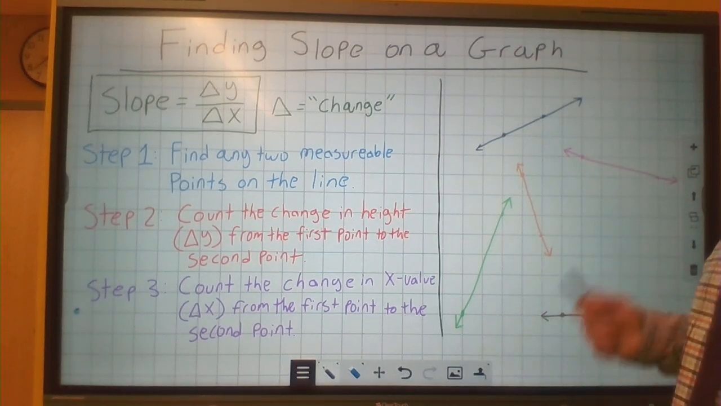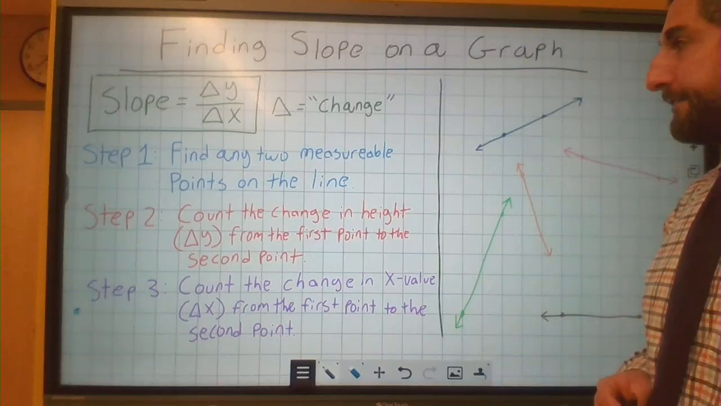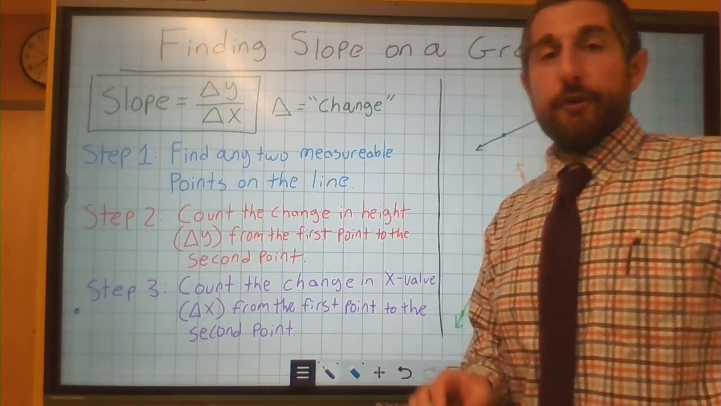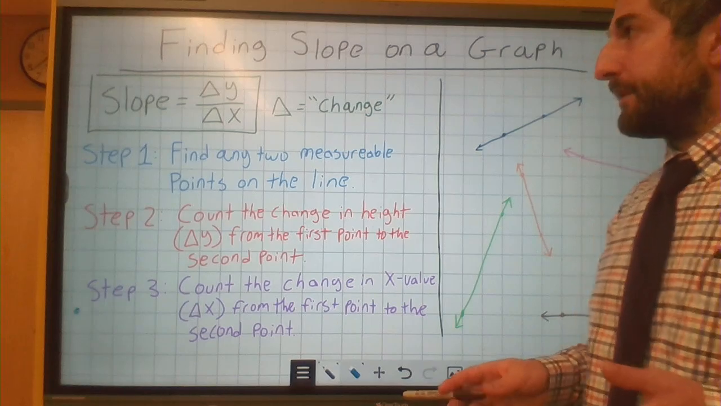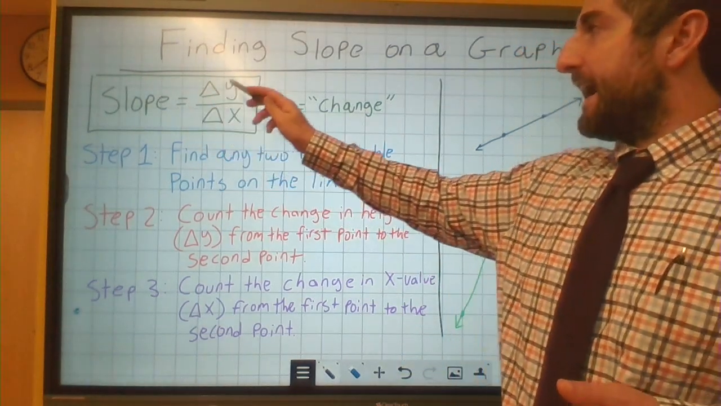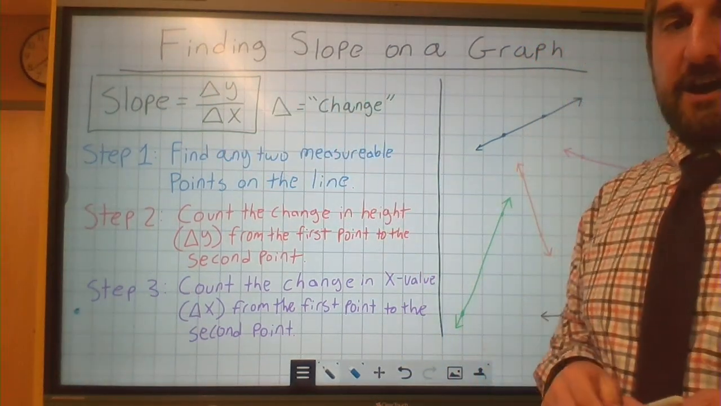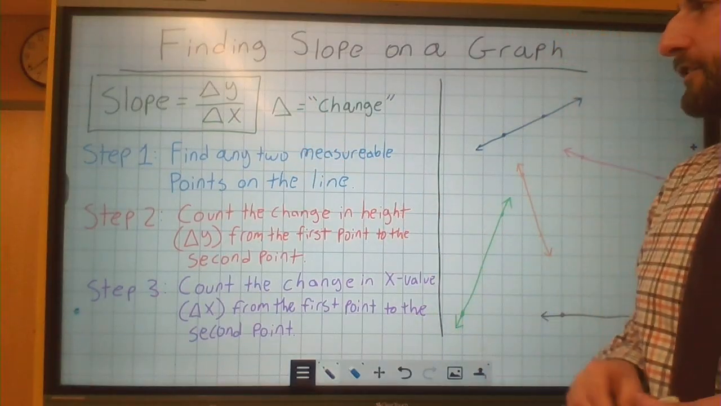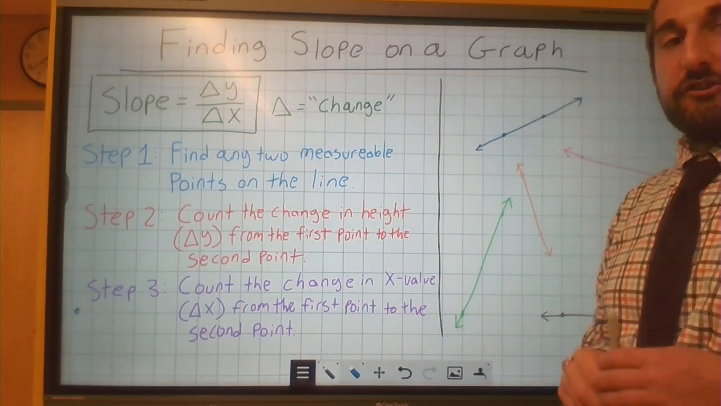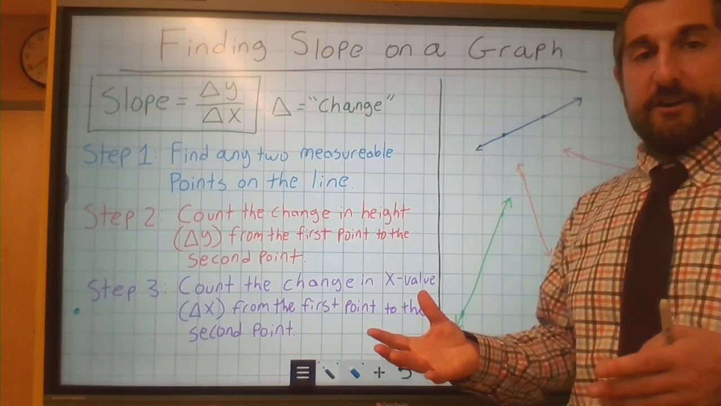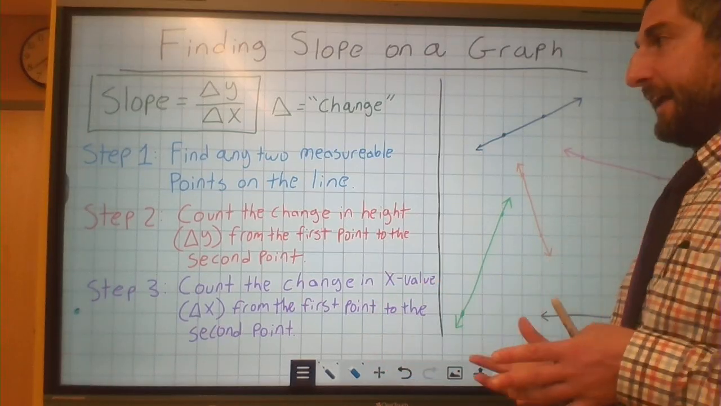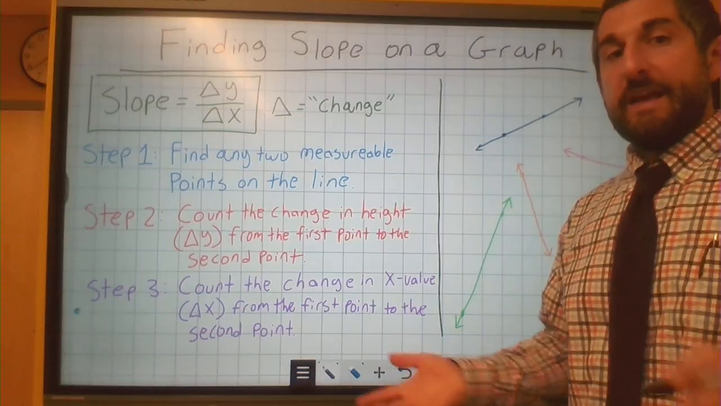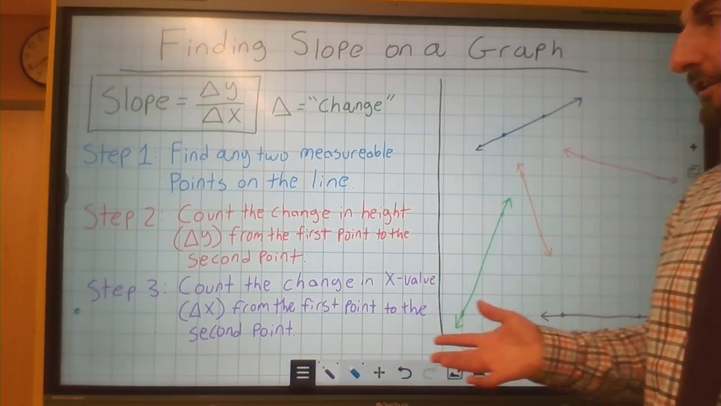So how do we find the slope value on a graph? Well, the first thing is to understand the formula. And the formula is remarkably simple. The slope is measured as the change in the y value over, or divided by, the change in the x value. So if we can determine how far the y value has changed and how far the x value has changed between any two given points, then we have our slope. That's all there is to it.